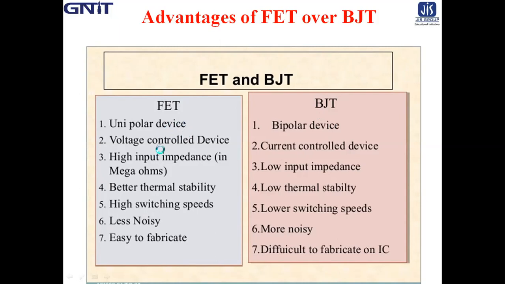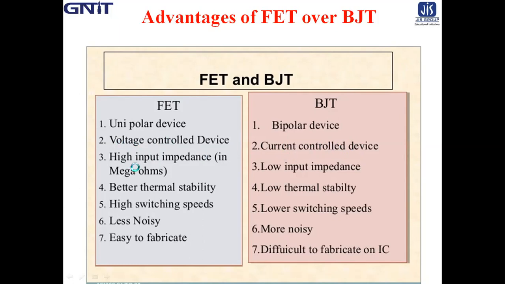Second, the FET is a voltage control device, while BJT is a current control device. Why is it voltage control? Because, as we will see in the working principle, the output current is controlled by the input voltage, that is the voltage between gate and source, VGS. And in BJT, the output current is controlled by the input current. That is why it is called a current control device.